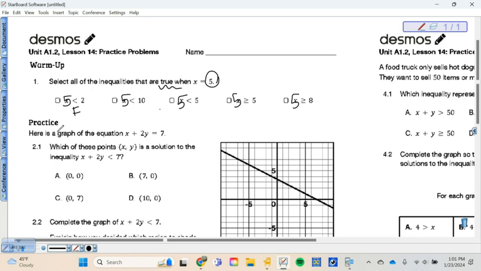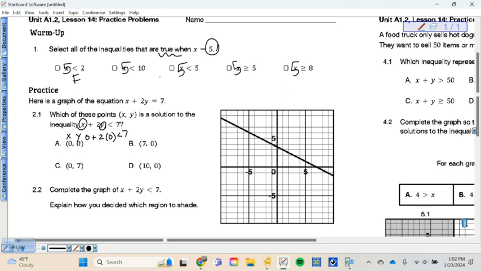In number 2, it's kind of the same thing, except this time we don't just have x, we have x and we have y. So you're plugging in the first number for x, and you're plugging in the second number for y. So that first one becomes 0 plus 2 times 0 is less than 7. You're evaluating that, true or false. If it's true, circle it. If it's false, don't circle it.